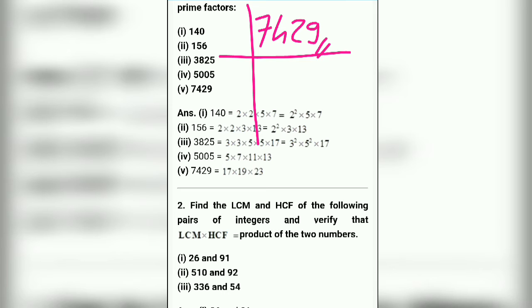Okay, then 7 plus 4, 11. 11 plus 2, 13. 13 plus 9, 21. Sorry, 22. Right? 13 plus 9, 22. So this number is not divisible by 3.